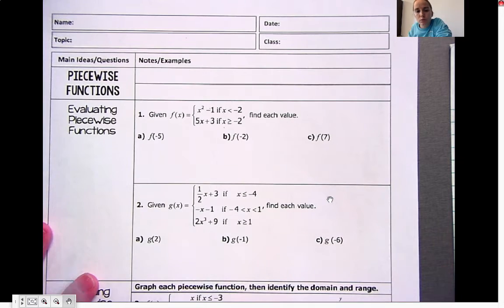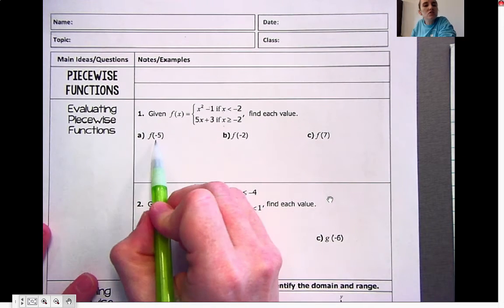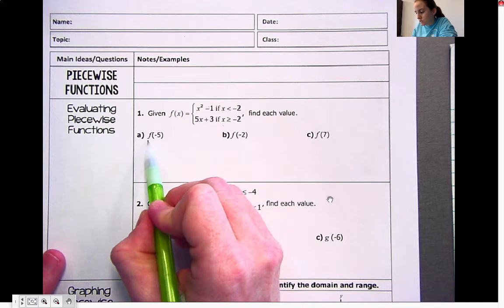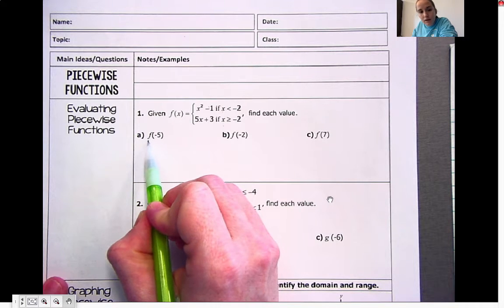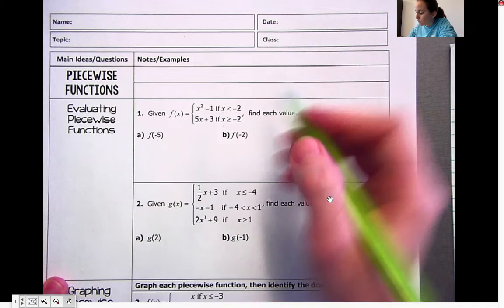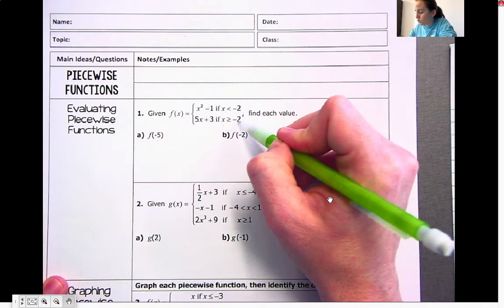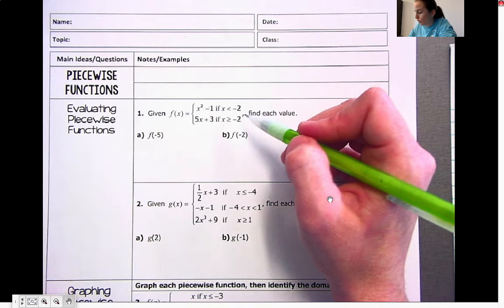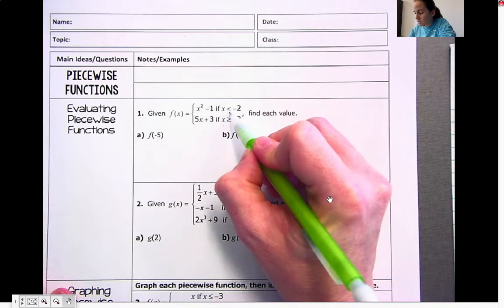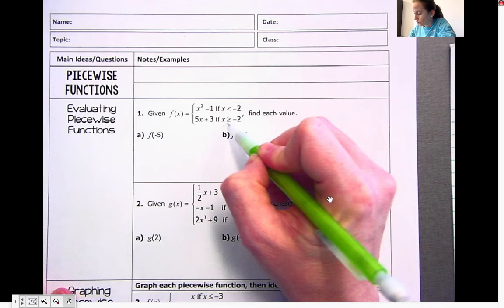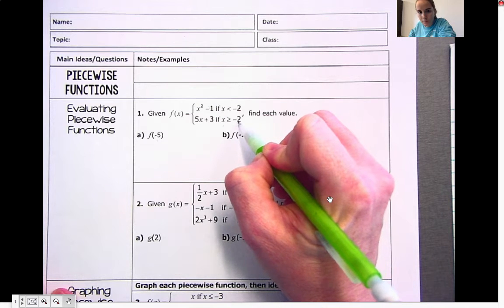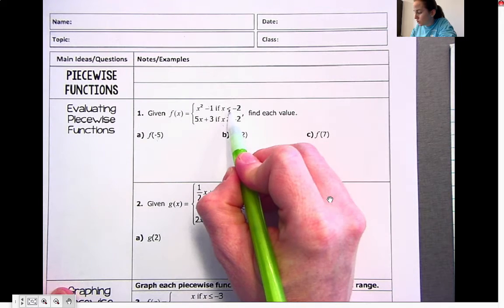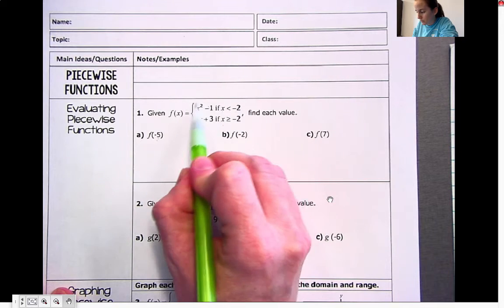So the first thing that we want to do is go through and see if we can just evaluate if we're given information. So this says find f at -5. Well, I look over here and I say, okay, which one of these satisfies -5? So my x value, is it less than -2 or is it greater than or equal to -2? Well, -5 is less than -2, so I get to use this rule up here.